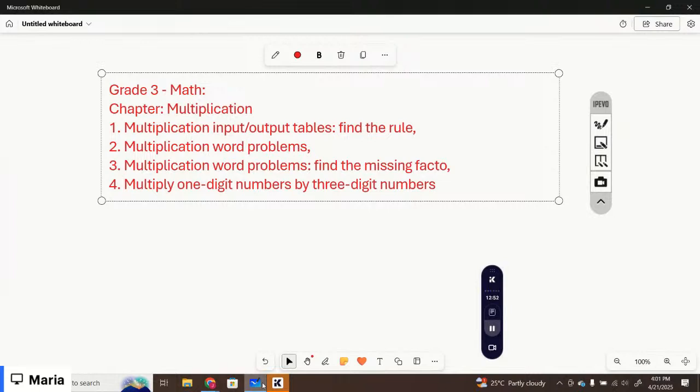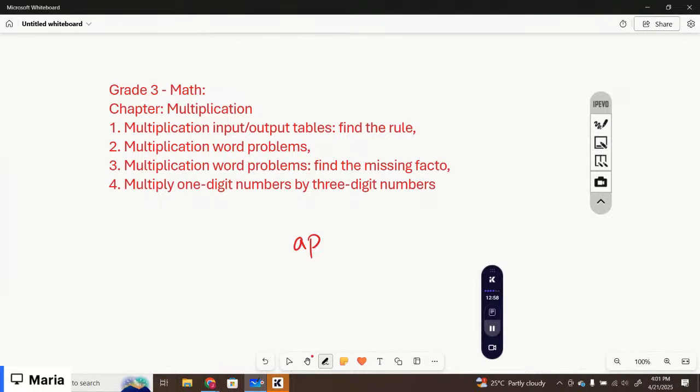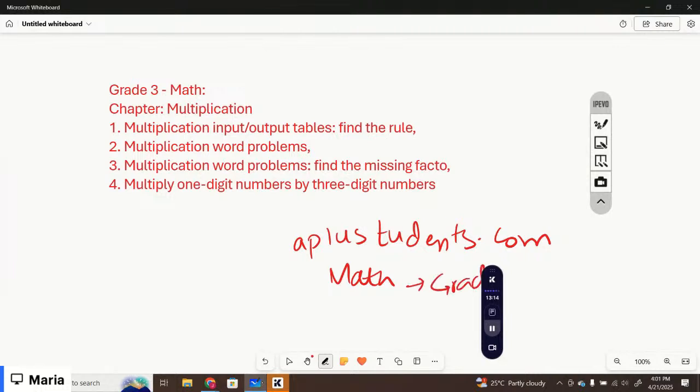You can find all the lessons on A plus students.com using your address and password as provided by the administrator. Then you have to select math from the subject tab, scroll down to grade 3 math, and then click on view all lessons. There you can find a list of the chapters.